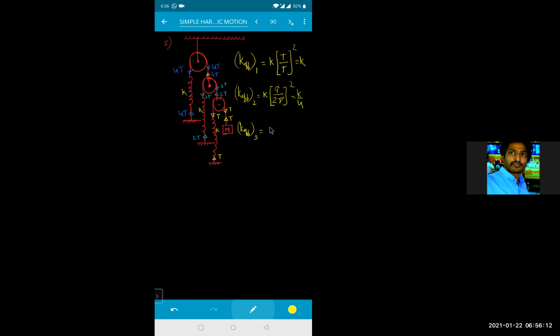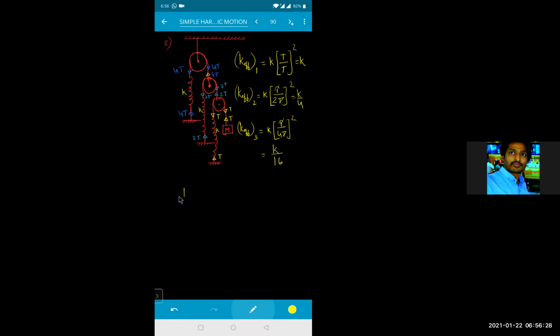Then K effective of the 3 is equal to K into the tension on the block, which is nothing but T, divided by the tension on the spring, which is nothing but 4T, whole square. This T will get cancelled. 4 into 4, that will become 16. So it is K by 16.